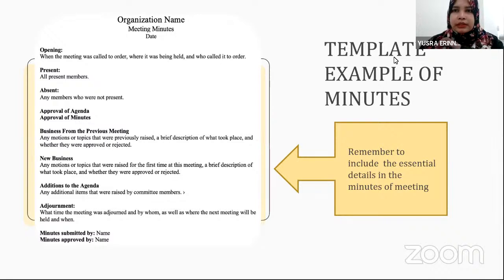Wait a moment. Where do you put this chat box? You guys cannot see my chat box, right? If I open it, can you see? Okay, alright. Where were we just now?